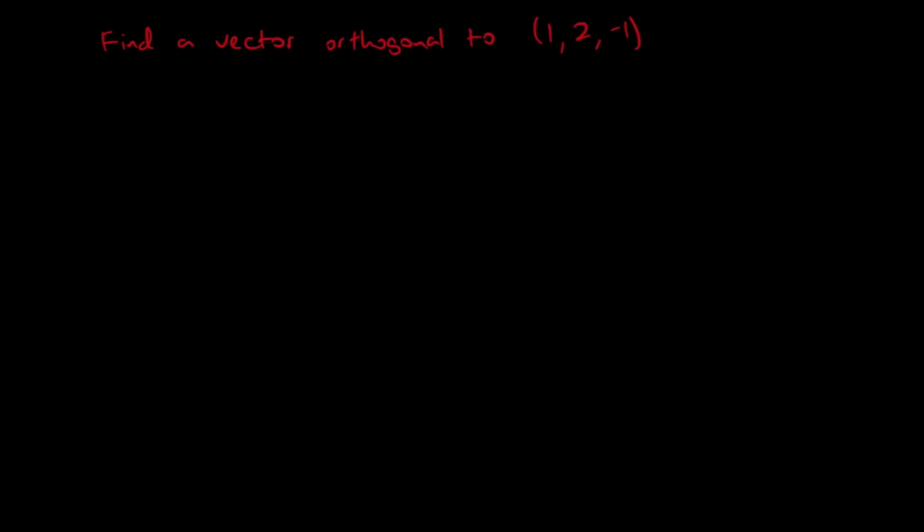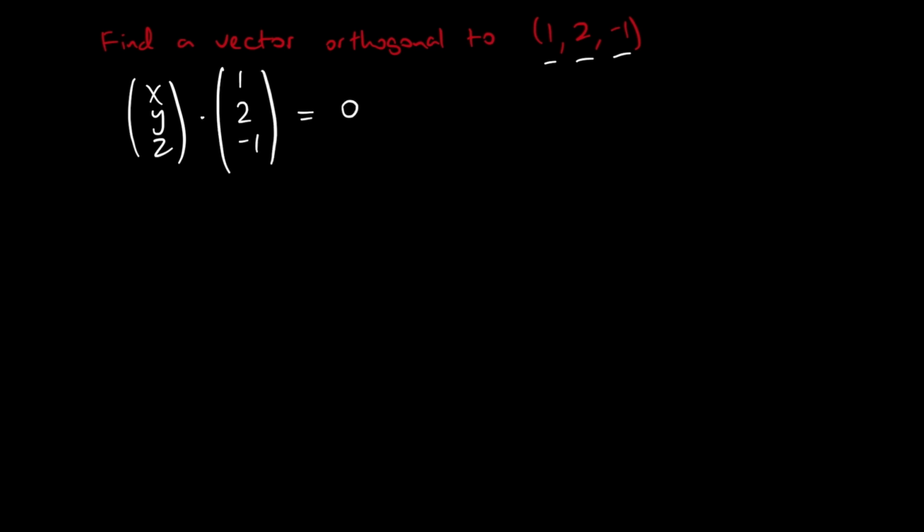We can take this one step further and do a 3D vector. So now we have 3 entries, and we want to find a vector orthogonal to this one. So the procedure is exactly the same. We take a vector (x, y, z), and we take the dot product with this vector (1, 2, -1). It has to equal 0. So the dot product here would give us x plus 2y minus z is equal to 0.